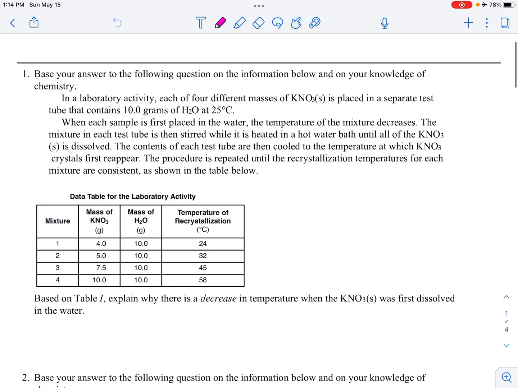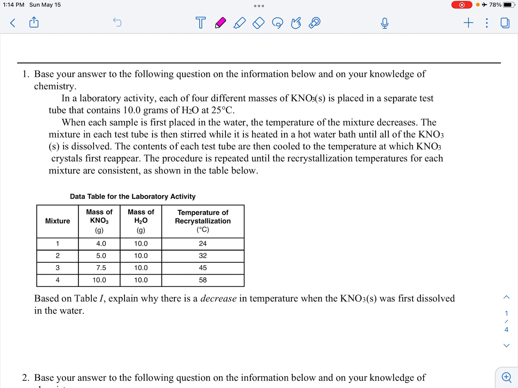In a lab activity, each of 4 different masses of KNO3, potassium nitrate, is placed in a separate test tube that contains 10 grams of water at 25 degrees Celsius. When each sample is first placed in water, the temperature of the mixture decreases. The mixture in each test tube is then stirred while it's heated in a hot water bath until all of the KNO3 solid is dissolved, so we're making them homogeneous mixtures.